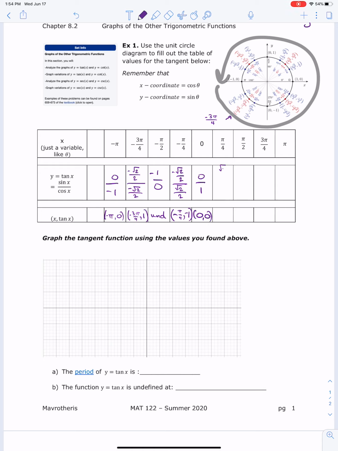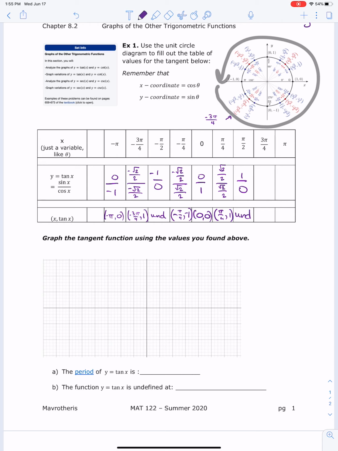Pi over 4, both the sine and the cosine are positive. So I get pi over 4, positive 1. At pi over 2, I've got 1 over 0. That one's undefined.